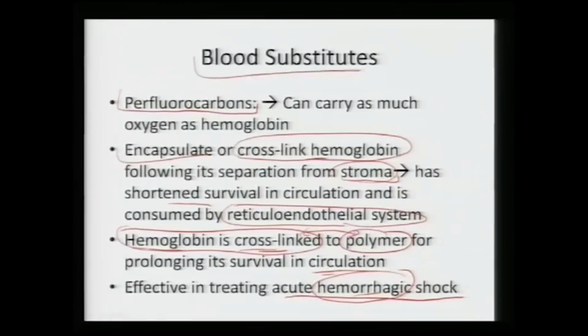So, we can see again blood substitutes. Perfluorocarbons can carry as much oxygen as hemoglobin, so they can be effectively utilized. Alternatively, we can encapsulate or cross-link the hemoglobin, and once cross-linked, its survival in the circulation becomes much more prolonged, but encapsulation will make it get consumed very quickly by the reticuloendothelial system. The cross-linking becomes very essential once we have certain acute hemorrhagic shock.